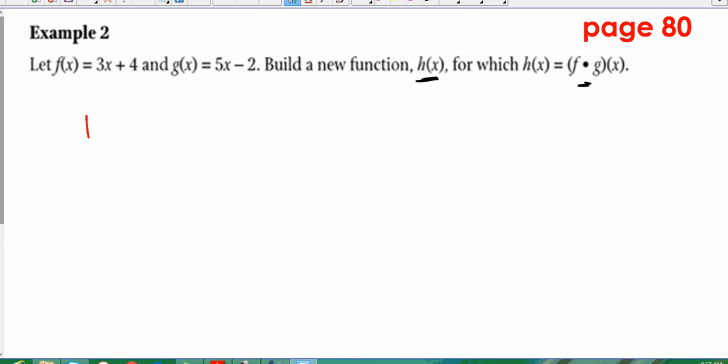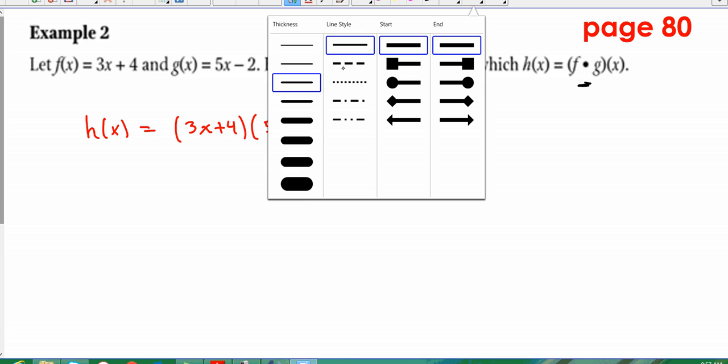We're going to say our new function, h of x, is equal to 3x plus 4 times 5x minus 2. Make sure you put parentheses around both those functions. Here's your f of x function, here's your g of x function. Go ahead and pause the video, see if you can get this answer on your own before seeing what I got.